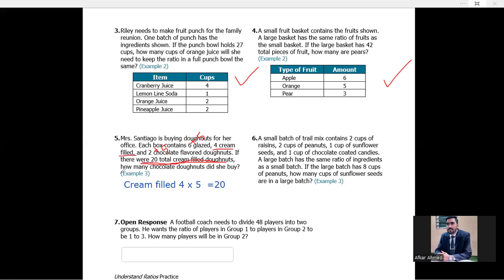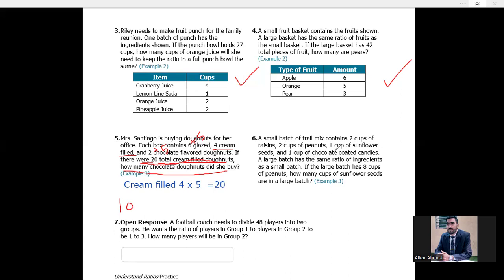Now the question is, how many chocolate donuts did she buy? So here are the chocolate donuts, 2 chocolate flavored donuts. So 2 times 5 will be 10. So it means she is going to buy 10 chocolate flavored donuts. Same, we will do for this question. I will just write some hints and you will solve it.